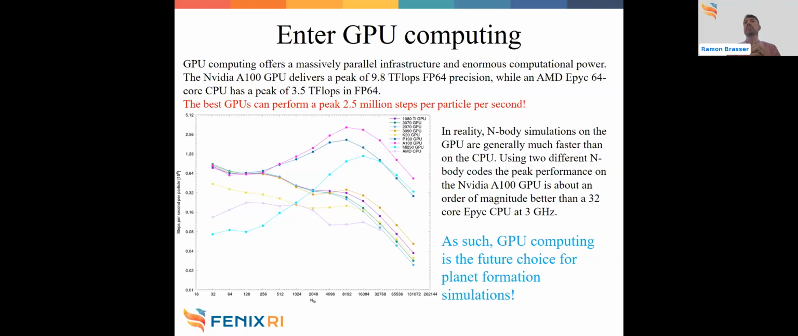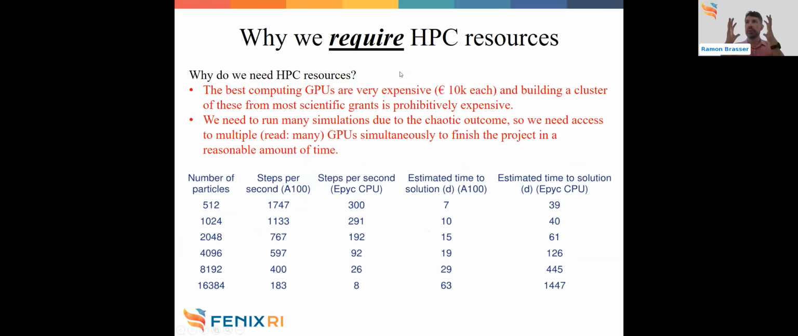And this is exactly why we need to have HPC resources, because this is the future for terrestrial planet formation simulations, the way that I'm doing it and some of my colleagues as well, because we have so much computational power available in one card, and it doesn't use insane amounts of electricity either. So why do we require HPC resources? Right? I cannot do my work in a reasonable amount of time without these resources being available.